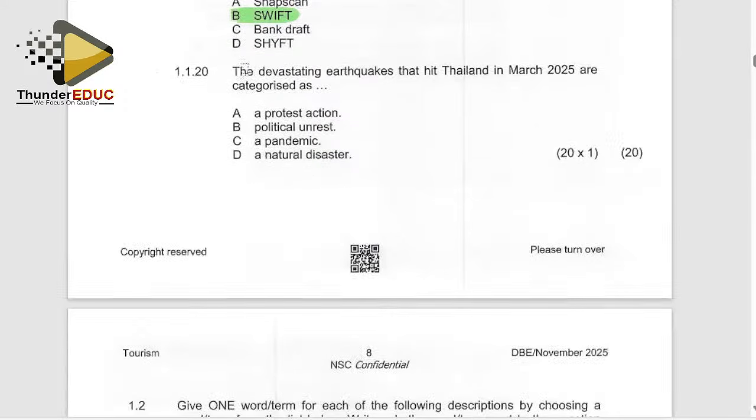Moving straight ahead, the devastating earthquakes that hit Thailand in March 2025. Earthquakes are categorized as a natural disaster. So that is the first part of question 1. So you are encouraged to try to get everything right then. Apply your reasoning skills, eliminate the wrong answers, judgment.